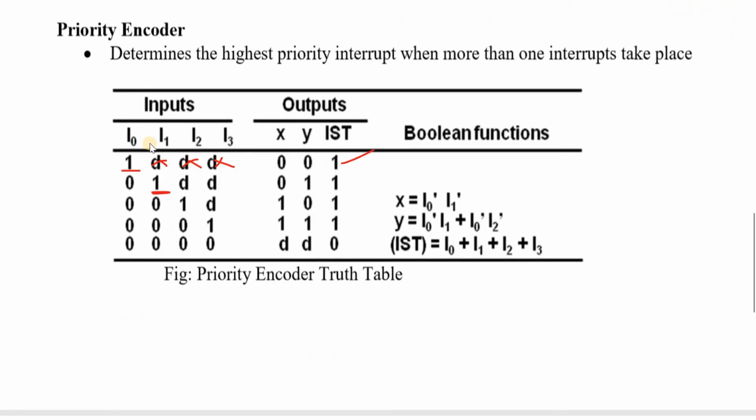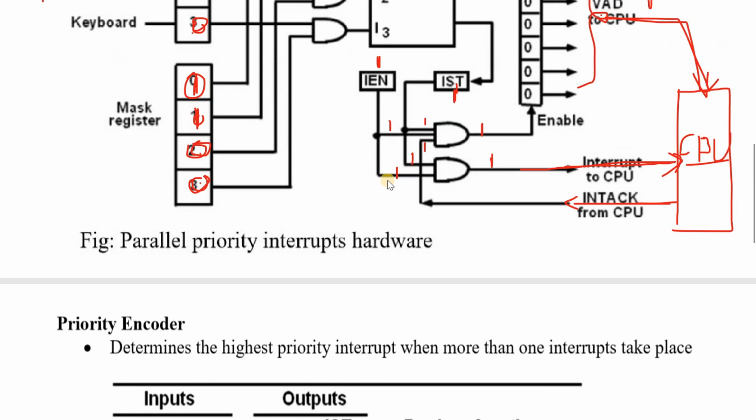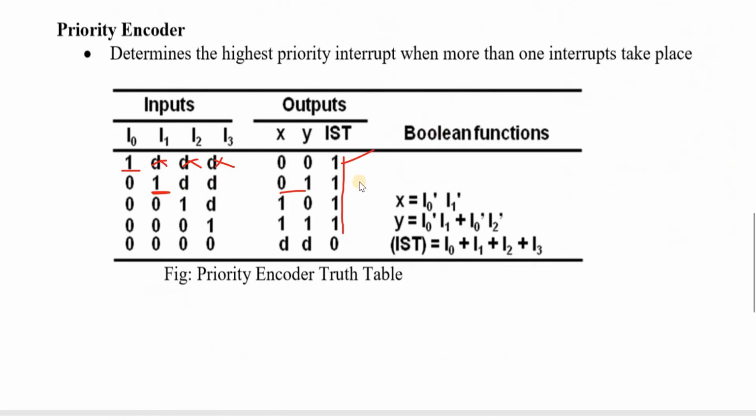In this case, I1 is the highest priority compared to these two, so these two values are represented as don't care. I0 is not requesting service. In this case, the XY value equals 0, 1. In any case, if an interrupt is received, then the output is enabled, and the interrupt status flip-flop goes to the enabled state. That means IST, this one.